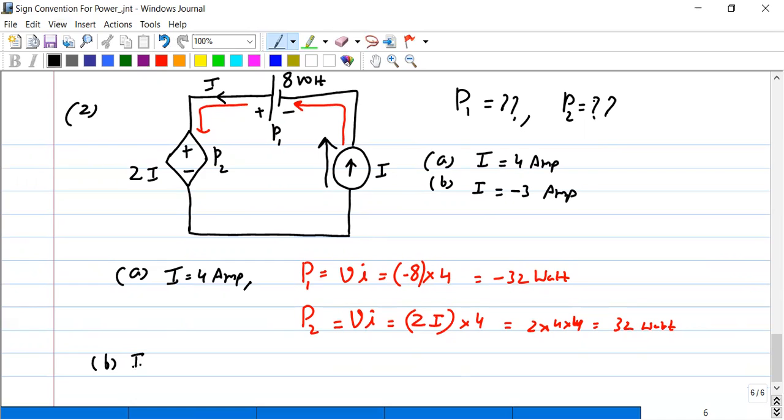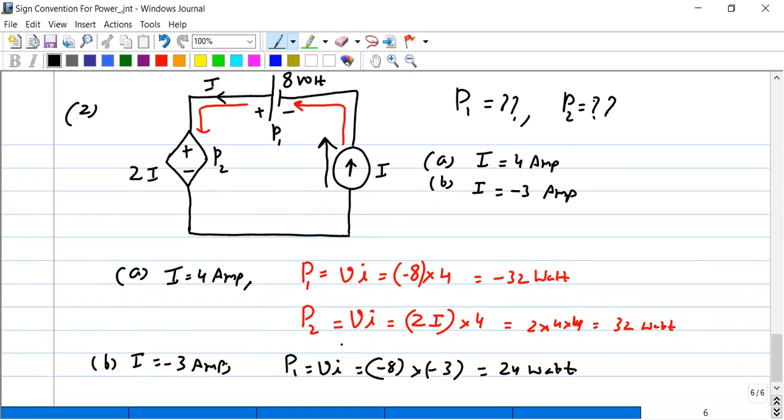Let me take the second bit and wind it up. The second bit says that I equals to minus 3. So for minus 3, let me find out what is the power. Power P1 is V into I. V is how much? Minus 8, because current is entering the negative. I is minus 3. So it is 24 watts.